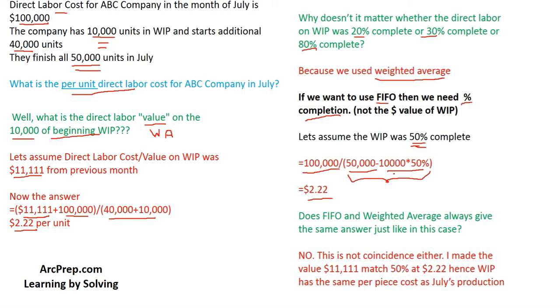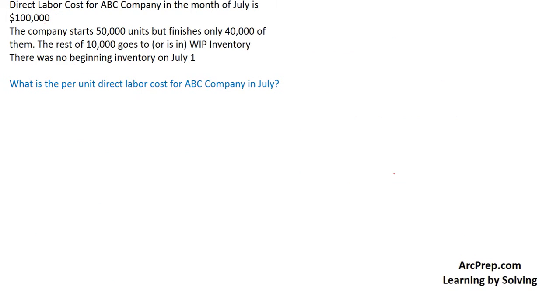Now, we have a problem where we didn't have an ending inventory nor the beginning inventory. We have a problem where we didn't have an ending inventory but beginning inventory. Let's take a look at a problem where the same dollar is spent. We are starting 50,000 units. There is no beginning inventory, but there is some ending inventory. Okay? There are 10,000 units in work in process inventory, and I'm still trying to calculate per unit direct labor cost.